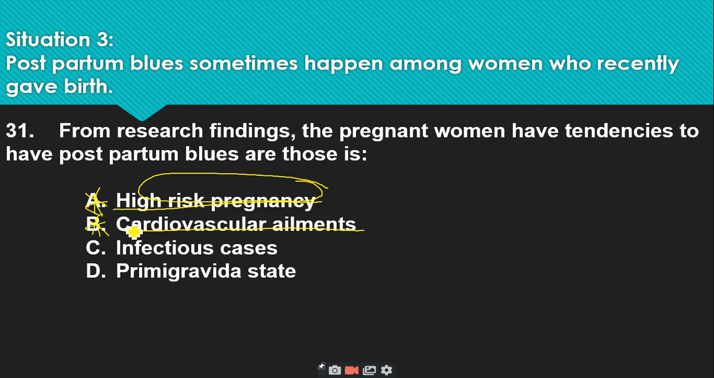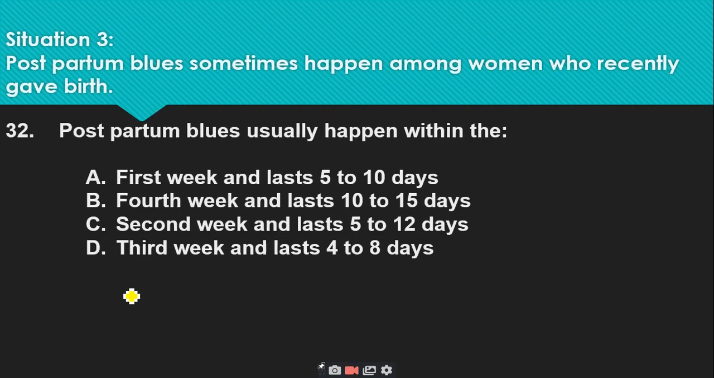On the second reading, from research findings, the pregnant women who have tendencies to have postpartum blues are those with infectious cases or primigravida. Take note, postpartum blues usually happen to first time mothers. So the best answer is letter D, primigravida state. If that's primigravida state, there is a higher risk for this mother to experience postpartum blues, especially if there is going to be no support system. Let's now have question number 32.